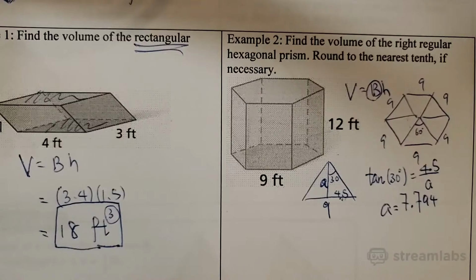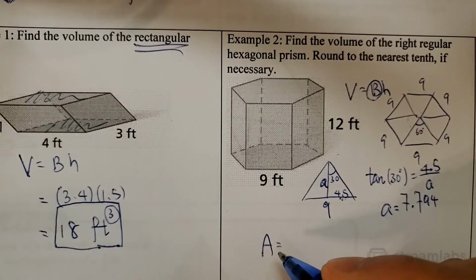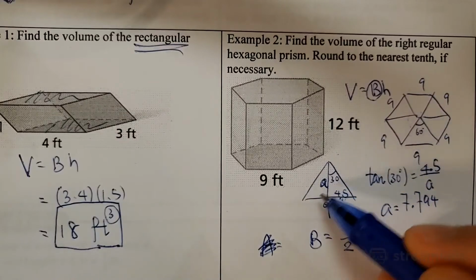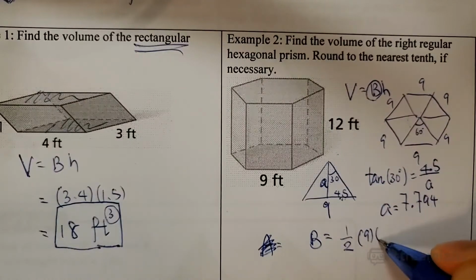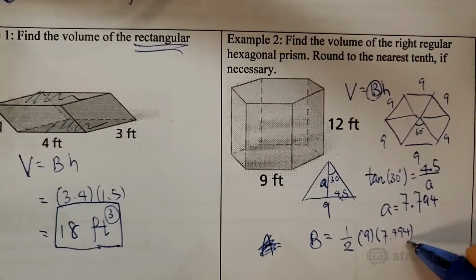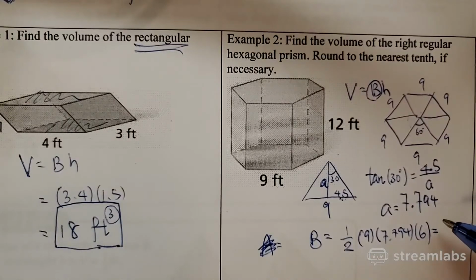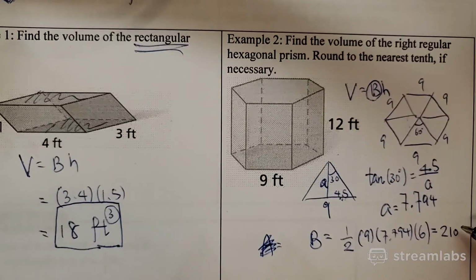Okay, so now area, right? Base area is then 1/2 base times height, 9 times 7.794, and then there's 6 of them. So if you multiply them out, you get 210.44. I don't think it's 218 there, but I'm not sure.